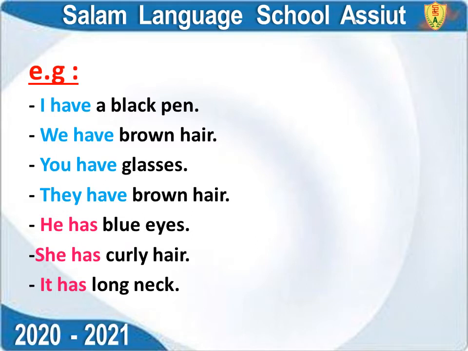Examples for verb to have. I have a black pen. We have brown hair. You have glasses. They have brown hair. He has blue eyes. She has curly hair. It has a long neck.